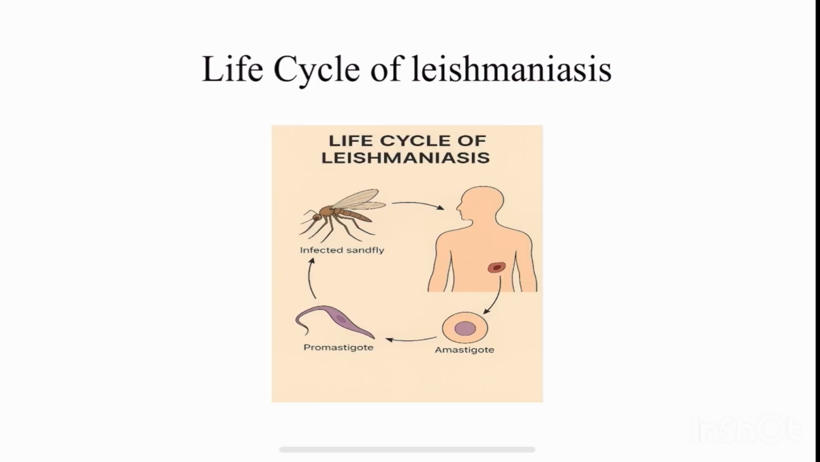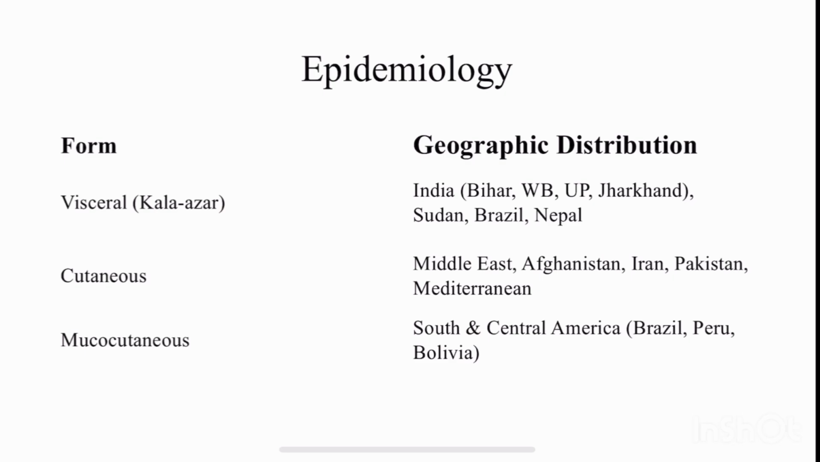And in the next part, where the female again takes a blood meal, it enters with the promastigote forms into the female alimentary canal, where it will be further converted, and it will be transmitted to the next person.